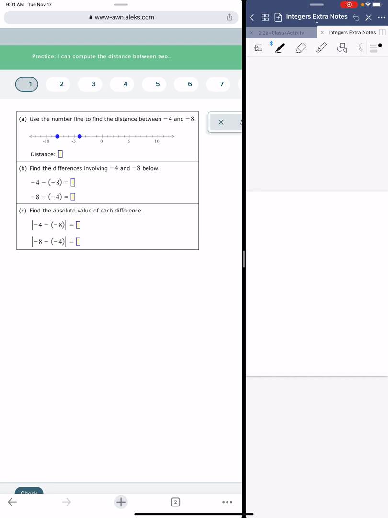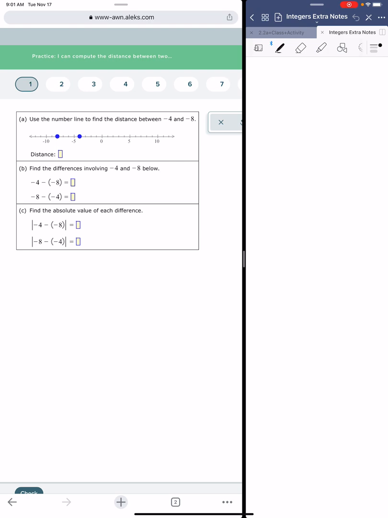Okay guys, so I'm just gonna do 2 sample problems for your ALEKS practice assignment. I can compute the distance between 2 points. And I've got my Notability pulled up over here, so if we need to do some thinking or write things down, we're ready to go.